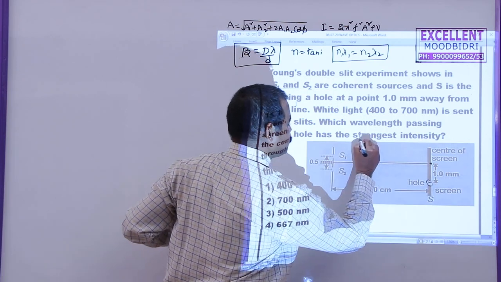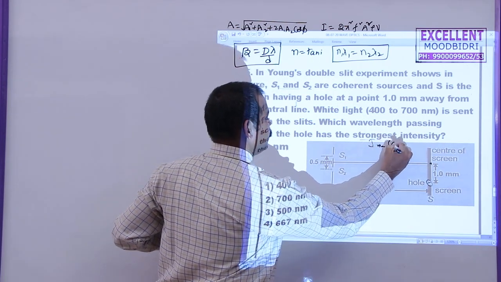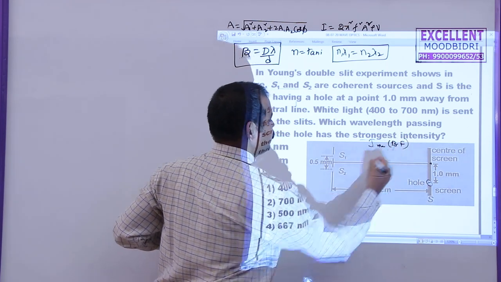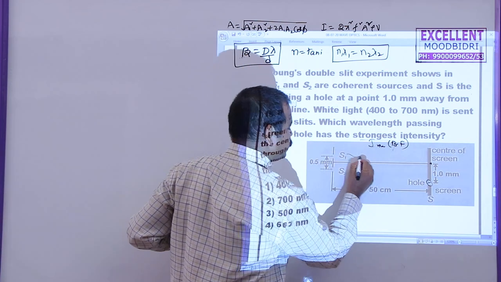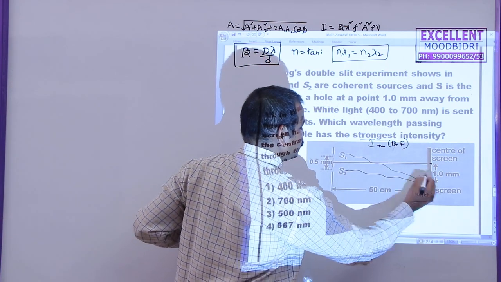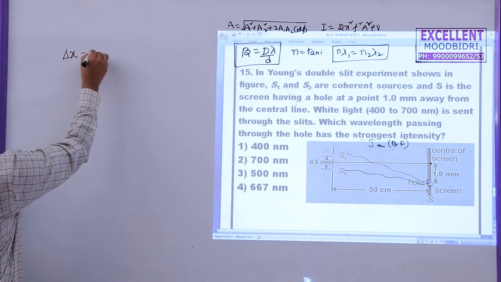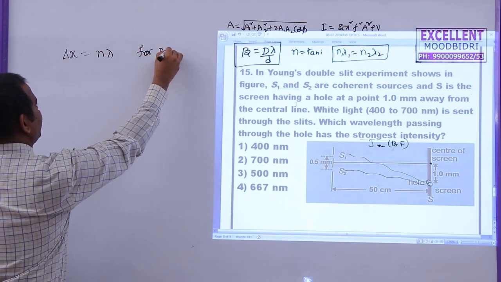Strongest intensity means intensity must be maximum. That means the fringe formed here should be a bright fringe. So what is the path difference for the waves that are coming from this one and this one? Let me find this out. The path difference for a bright fringe to be formed is given by m lambda. So this is the condition for a bright fringe.